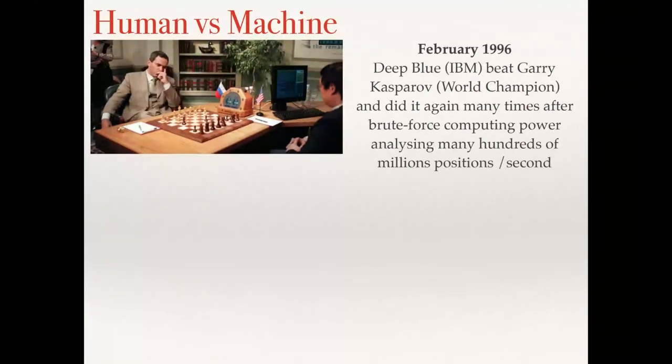Now, Deep Blue wasn't doing artificial intelligence, or sorry, it wasn't doing machine learning, it was doing brute force computing power. For each move, it was computing lots of different possibilities, many hundreds of millions of positions per second to be able to assess and reassess the strategy it would take.